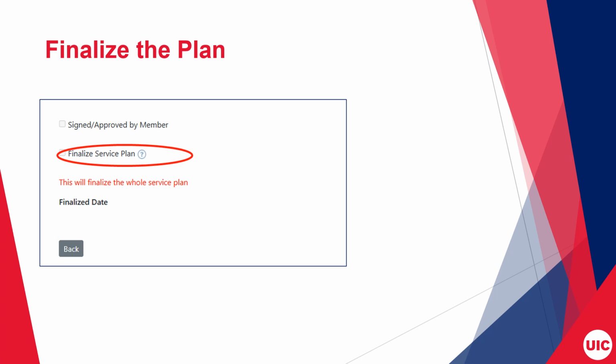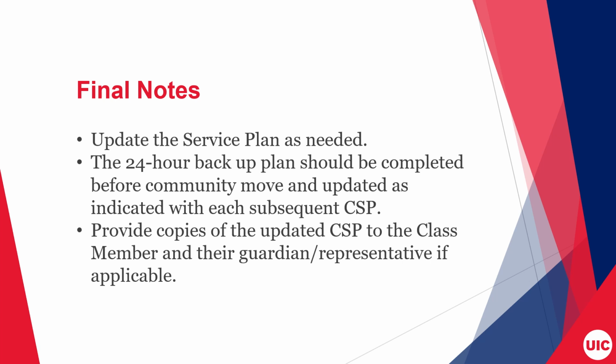The service plans within the web app are designed to pull information from the most recent service plan into the next plan. If additional information becomes available after the plan is finalized, or if there is a significant change in status, add another plan and provide the identified updates.